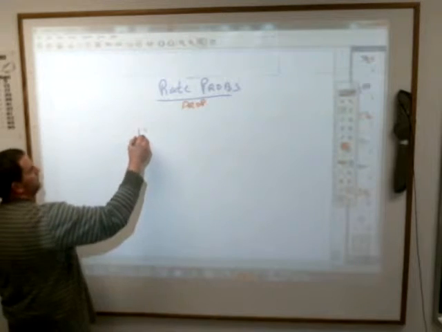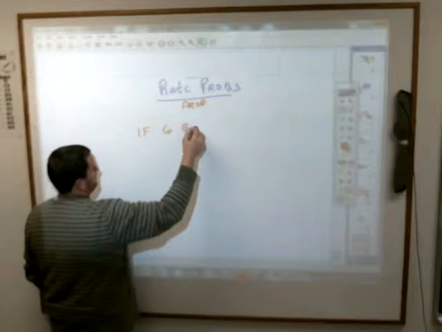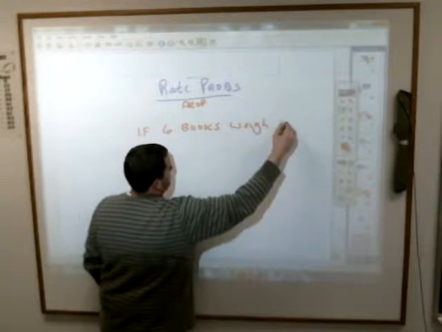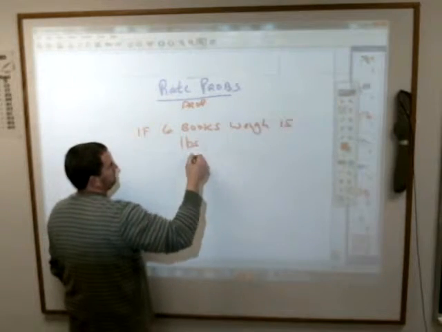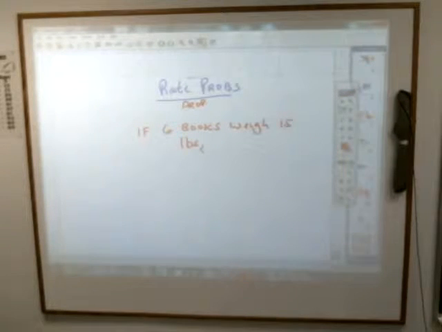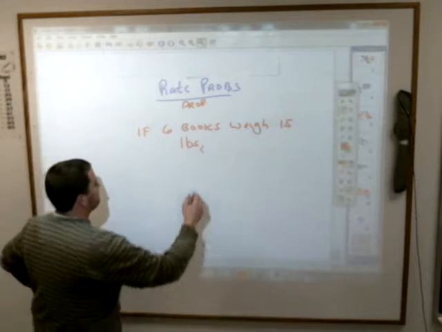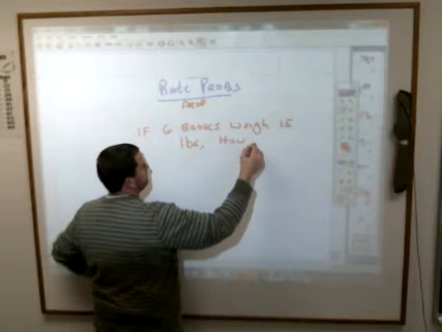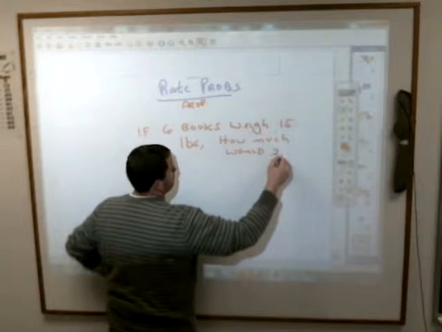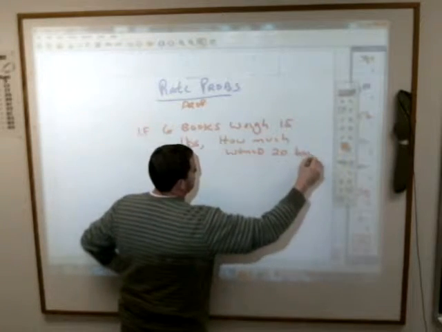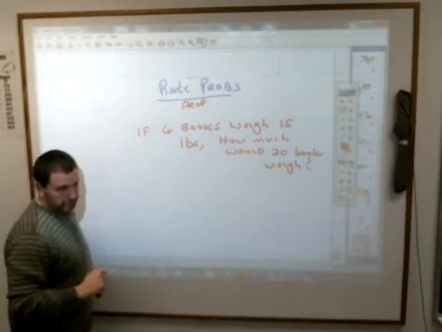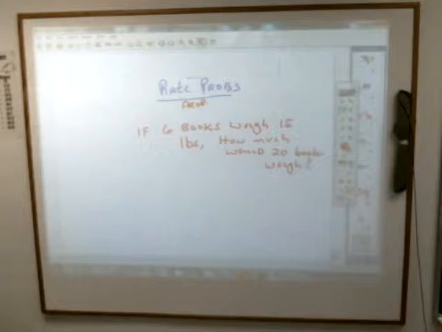If 6 books weigh 15 pounds, I don't know why I put pounds on a separate line. How much would 20 books weigh? Write that down there.